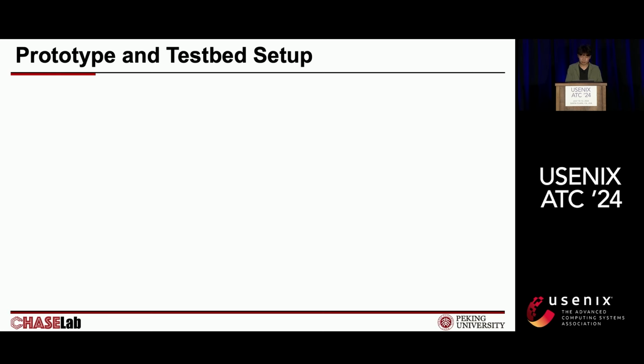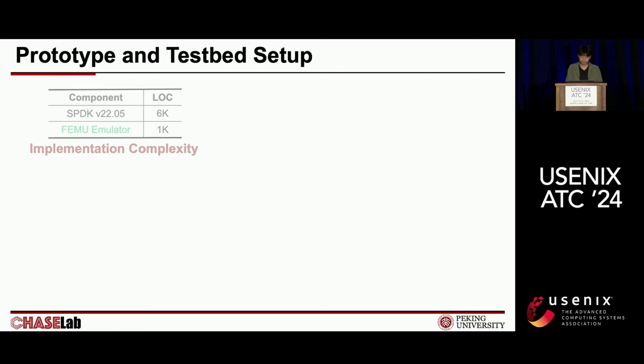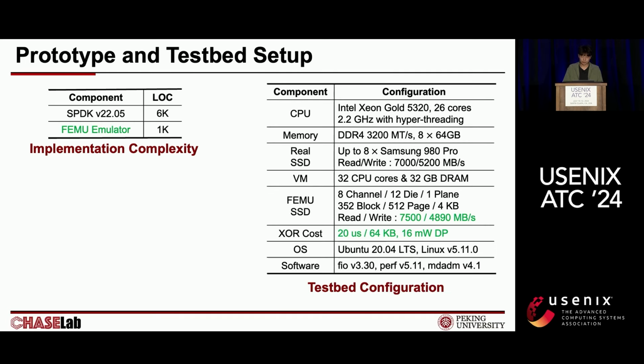Then let me introduce the evaluation results of ScalaAFA. We implement ScalaAFA in SPDK and use FEMU, a popular QEMU-based emulator, to evaluate our hardware modification on SSD. We configure the emulated SSD as a high-performance storage device with 7 GB per second and 5 GB per second read and write peak bandwidth, respectively. We also get configurations of the XOR engine from a Xilinx FPGA. It takes 20 microseconds to calculate a 64 kilobyte parity chunk from 6 data chunks.